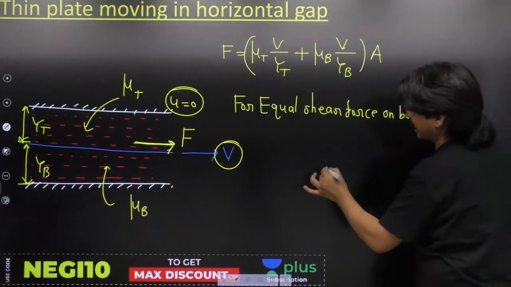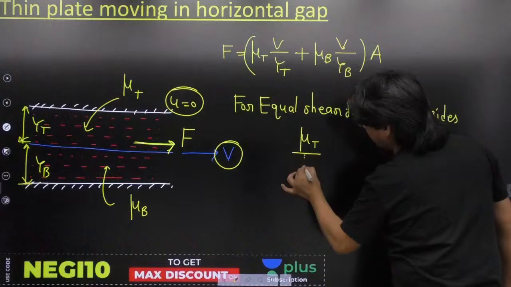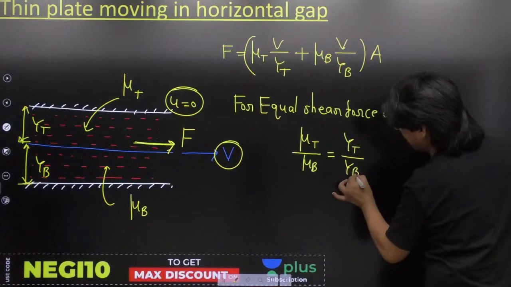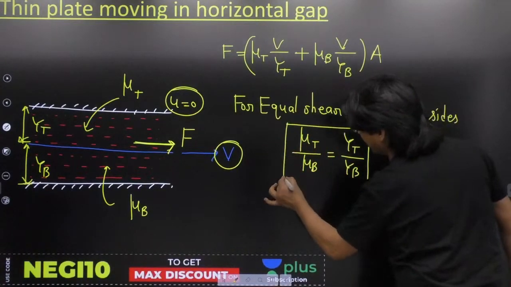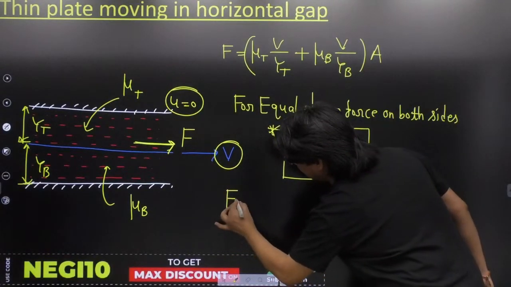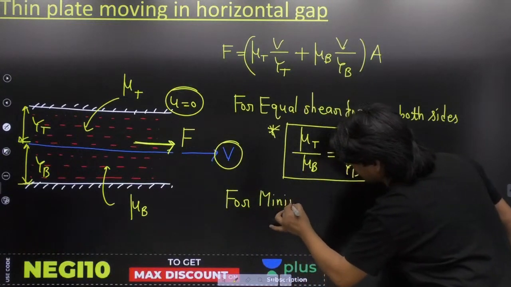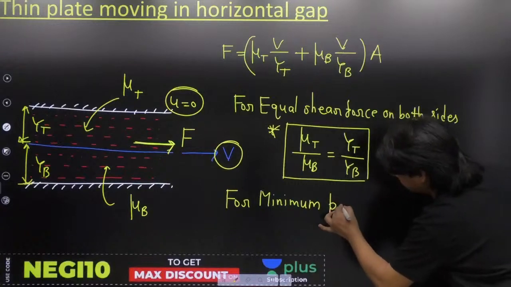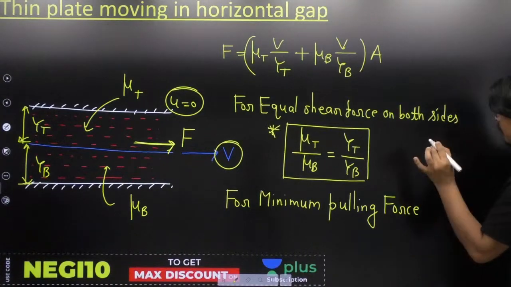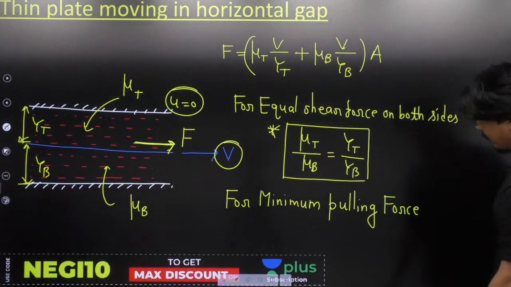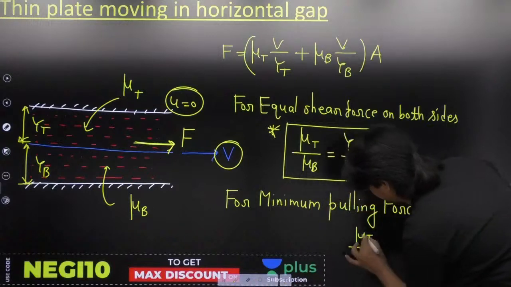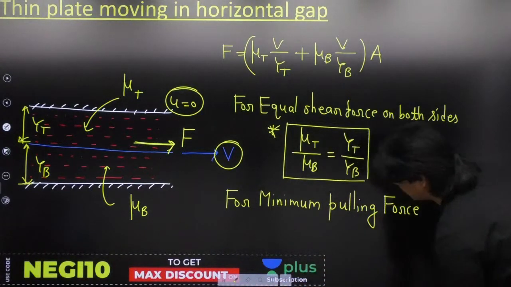You remember what was the formula we derived? We derived mu T by mu B is equal to what? YT divided by how much? YB. This was the formula we have derived. And if you remember, we have derived one more thing. Condition for what? Beta? Minimum pulling force. Anyone remember what is the condition for minimum pulling force? Let me write in this way. What is the condition for minimum pulling force?